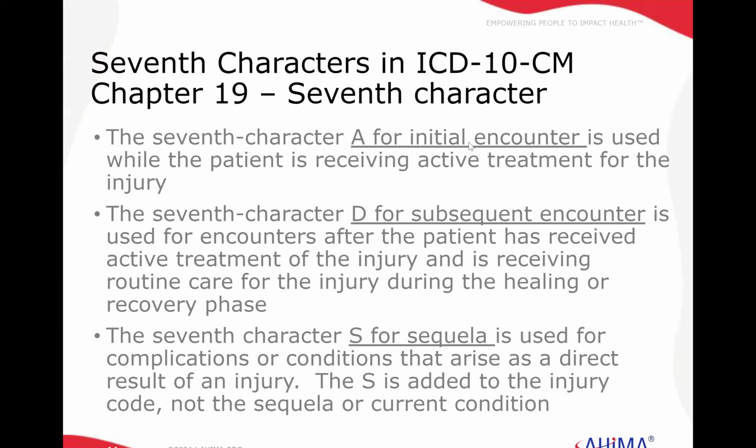And again, the 7th character A for initial encounter is used while the patient is receiving active treatment for the injury. This includes such things as the emergency room, the subsequent admission, and the initial surgery that's part of the same patient care episode. The 7th character D for subsequent encounter is used for encounters after the patient has received active treatment for the injury and is receiving routine care for the injury during the healing and recovery. The S for sequela is used for complications or any condition that arises as a direct result of the injury.